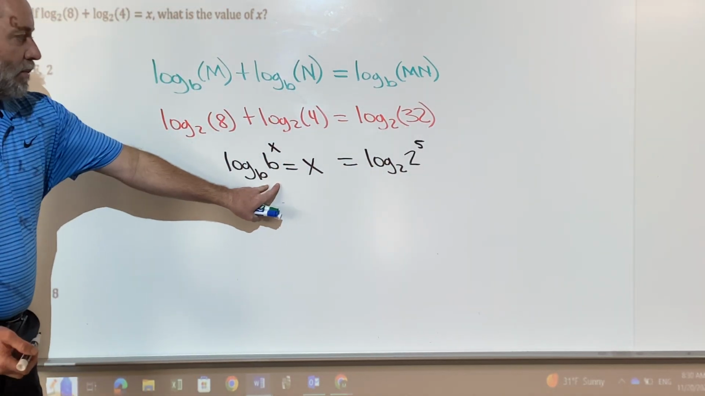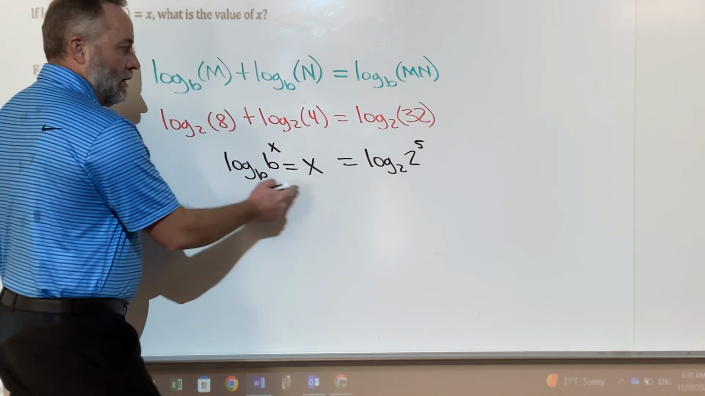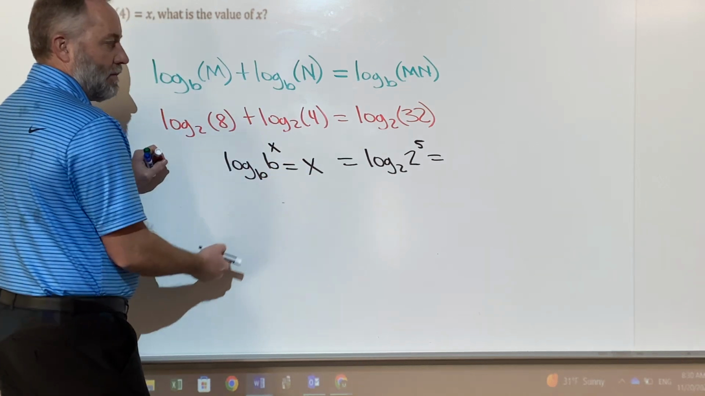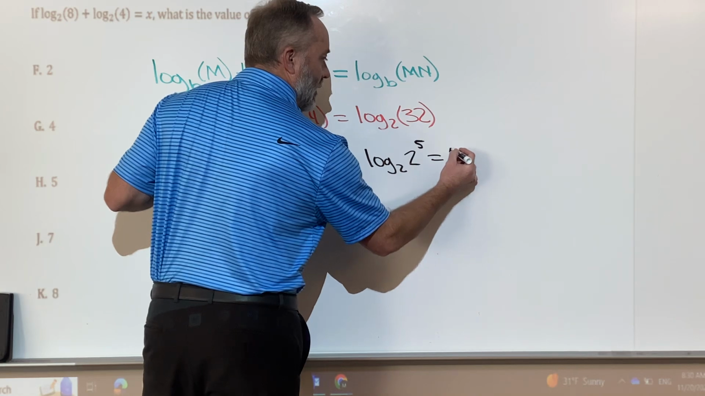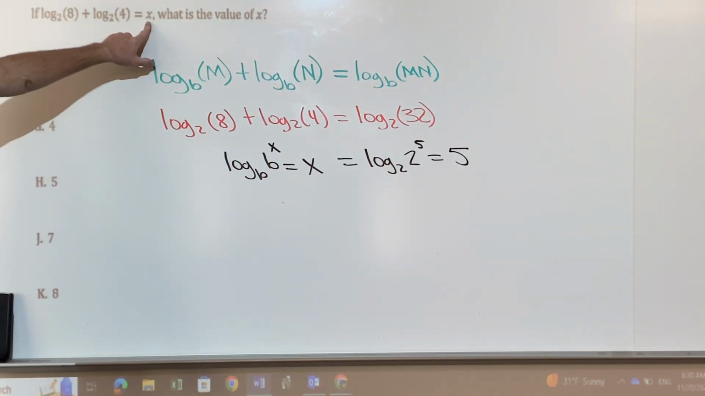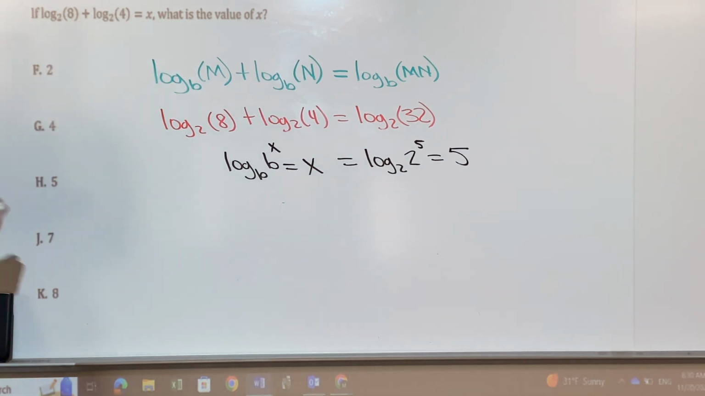But from this property, now that we have the base matching, the 2's match, then it's just going to be whatever the exponent is. And in this case, our exponent is the 5. So it's going to equal 5. So that is what that x value ends up equaling, is 5. And we can see that in choice H.